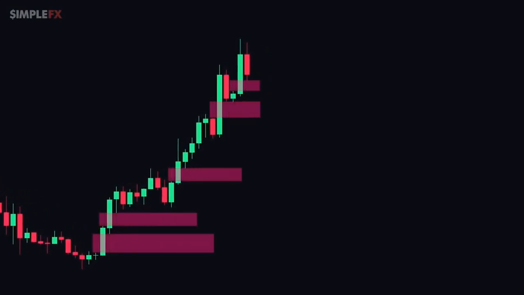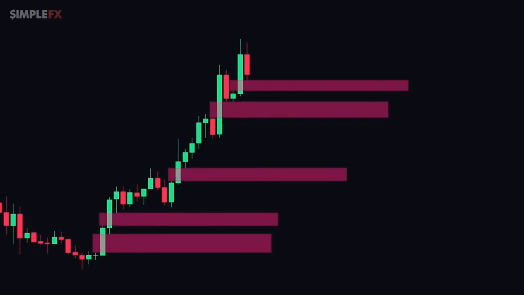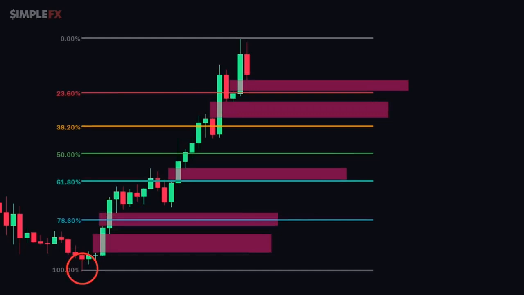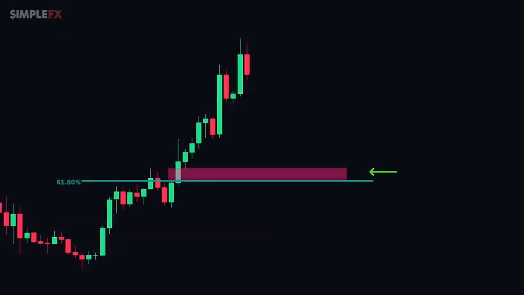First, you'll want to identify all the fair value gaps that exist on a setup. Once you've marked these gaps, use the Fibonacci retracement tool. Apply it from the low to the high of the movement that has multiple fair value gaps. Next, focus on the fair value gap that's closest to the 61.8% Fibonacci level. So this is the gap that we're interested in.